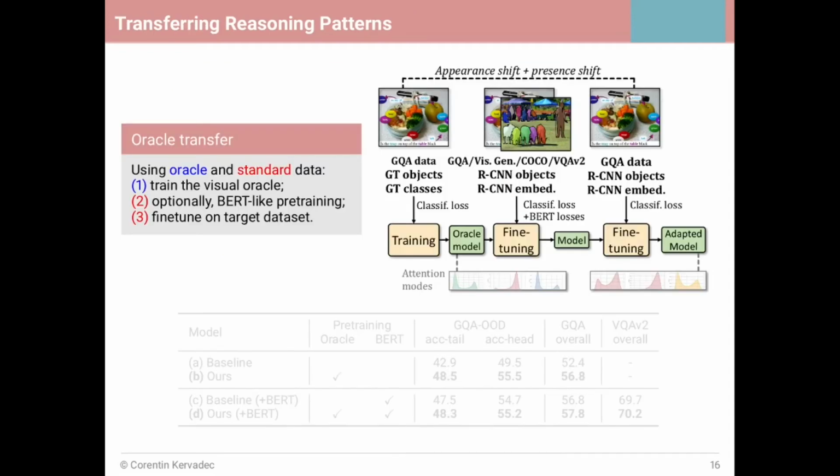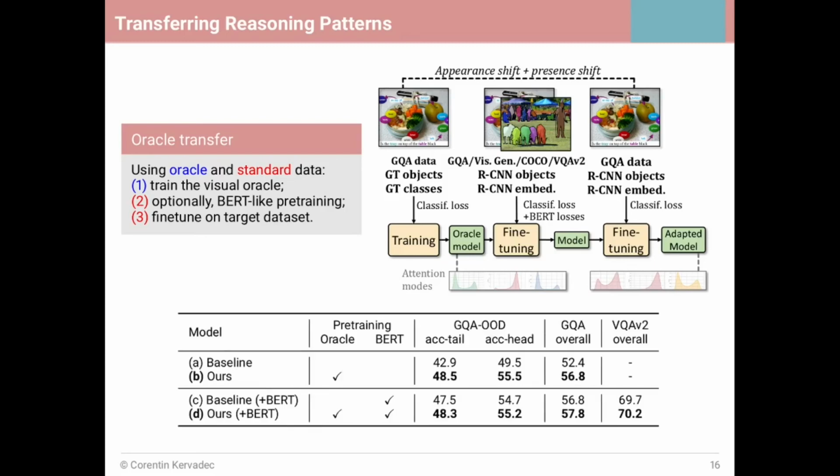Drawing conclusions from our analysis, we propose to transfer learned reasoning patterns from the Oracle to the standard model through pretraining and fine-tuning on initialized weights. This simple transfer allows us to boost accuracy on the GQA and VQA2 datasets. Our transfer also increases accuracy on our GQA OOD benchmark, which I have previously introduced.